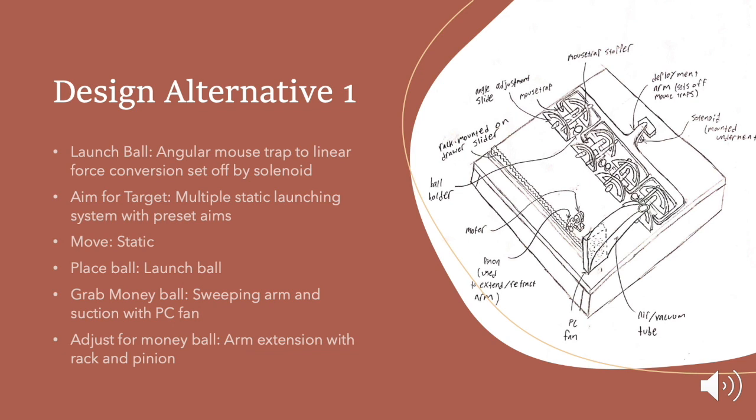Using the morphological chart, we were able to come up with some design alternatives. Here is the first one, and the most important thing is that it is completely static. It has 4 mouse traps that launch the balls, 2 for archery and 2 for basketball, then a rack and pinion system that extends out the extension arm and grabs the money ball using a PC fan, and then reverses the fan to blow it back out.